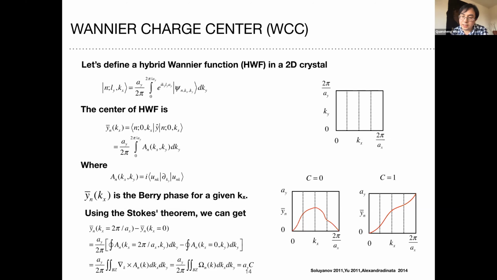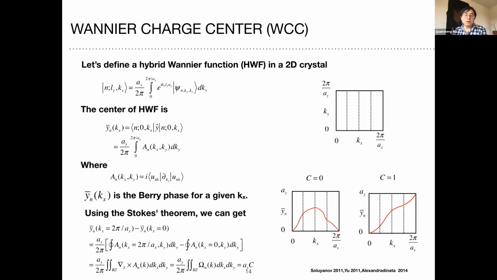So for each slice, you will get a Berry phase, right? For this one, you have a Berry phase here, and for this slice, you have this one, and this one. Here we have another case where you have different values. It evolves like this, and this evolution we call the Wannier charge center evolution.